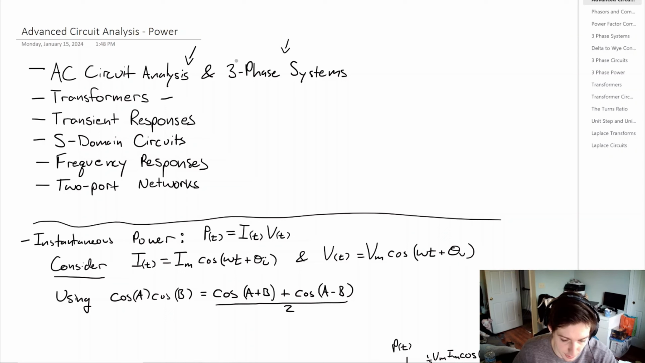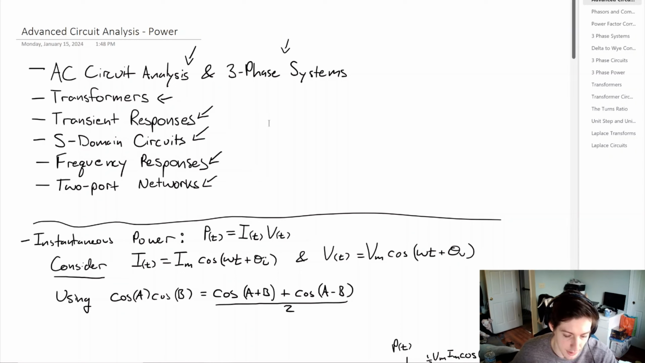Following that, we will look at transformers. And from that, we'll look at transient responses of circuits, which will be coupled with S-domain or Laplace transform circuits. With all of that information, we can then investigate frequency responses of circuits. And lastly, we'll look at two-port networks: what they are, why they're useful, and how to analyze them.